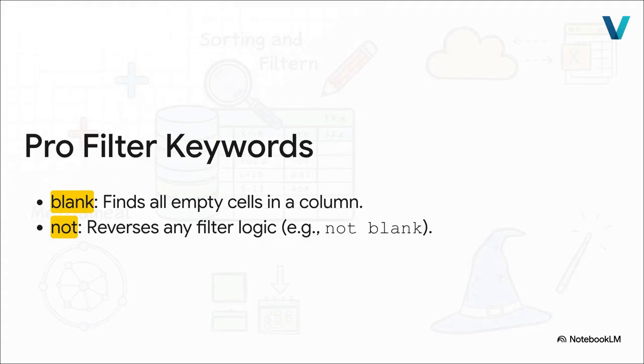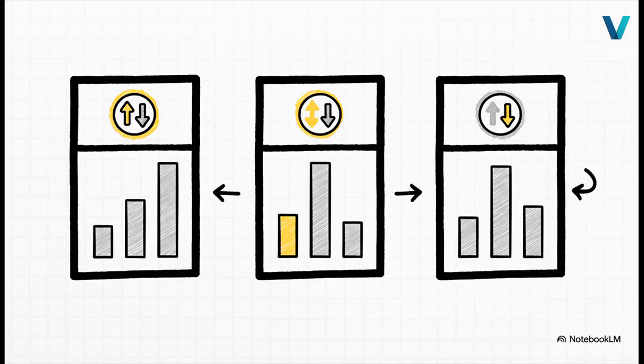And you can take this even further. The blank keyword is your best friend for finding empty cells. But what if you want the exact opposite? Just add not. Typing not blank will instantly show you everything that does have a value. It's such a simple way to flip any filter on its head, and it's incredibly useful for checking your data quality. Sorting is just as easy, seriously. You just click any column header and it'll cycle through ascending order, descending order, and then back to the default. It's just a really quick way to organize your view on the fly.